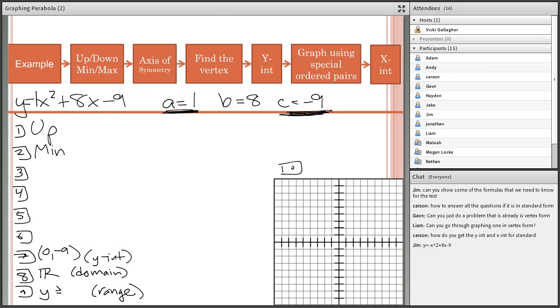Okay, so now we're going to do some work. So one of the equations that you're going to want to have memorized for tomorrow is to find the axis of symmetry in standard form: x equals -b over 2a. So x equals -8 over 2 times 1.